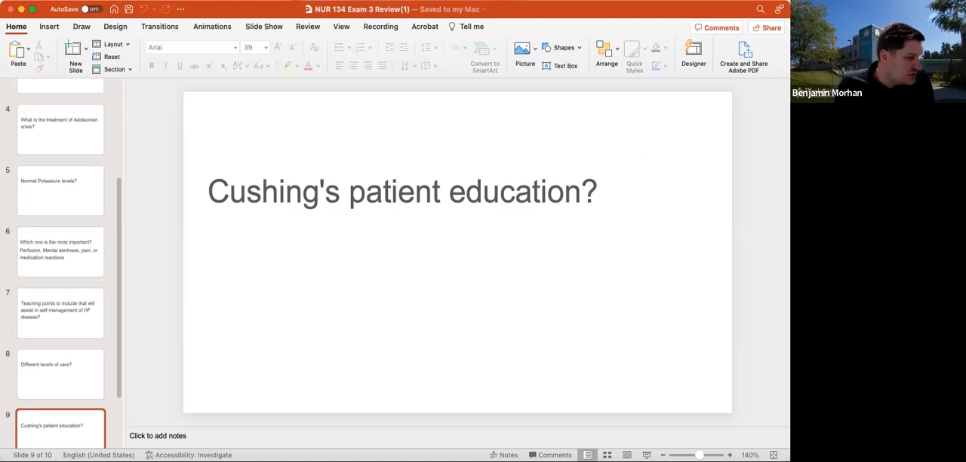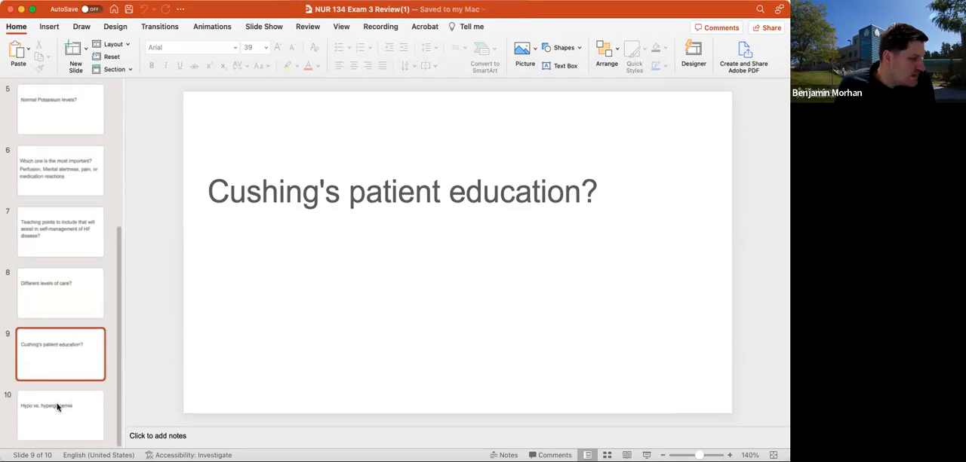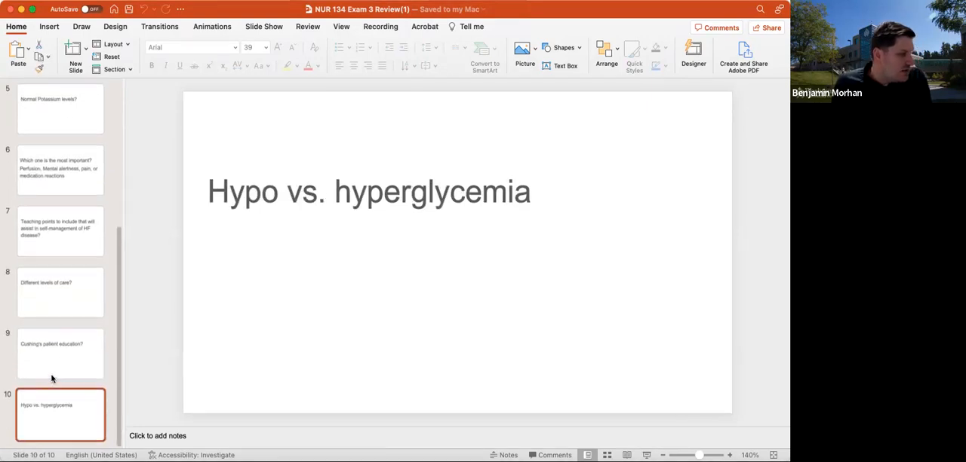All right, so Cushing's. Like we've already went over this, hypo versus hyperglycemia. So again, know those. Let's see, what else? Remember, you're always going to have delegation questions. You're always going to have dosage calculation questions. They should not be any different from what you've been exposed to.